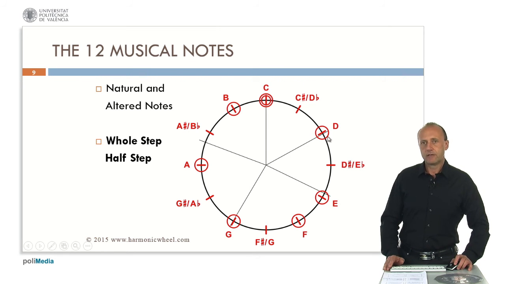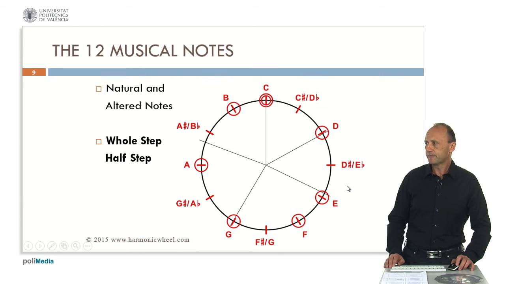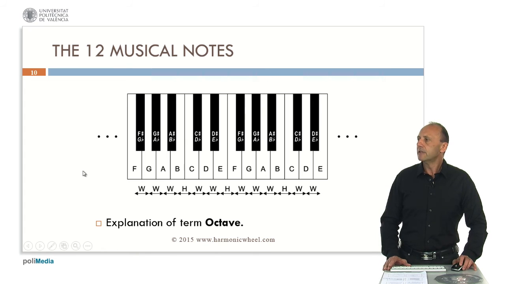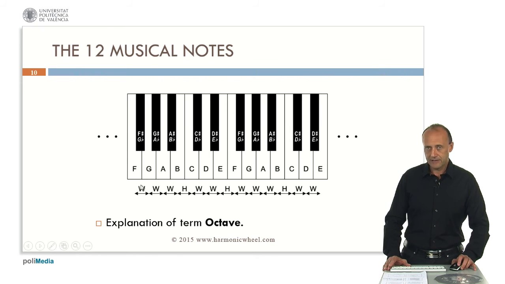When there are 2 divisions between 2 consecutive natural notes, we can include a new note in between them. For example, between C and D, we can include a new note which will be called C sharp or D flat. In the same way, between D and E, we can include another note which will be called D sharp or E flat. In a piano, the natural notes correspond to the white keys, while the altered notes correspond to the black keys. Here we represented the distances between 2 consecutive natural notes, W for whole step and H for half step.